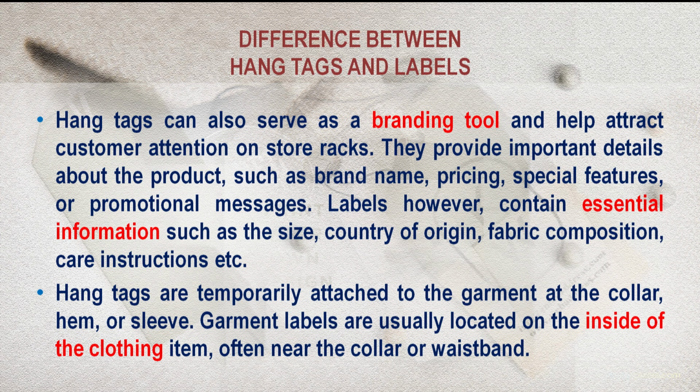Then hang tags can also serve as a branding tool. Right now we discussed that it is more of a branding or marketing tool, whereas the label contains essential information such as size, country of origin or the fabric composition. And lastly, hang tags are temporary. Generally, they are attached separately on the hem, the collar or the sleeves. But labels are usually located on the inside of the clothing item, such as near the collar or the waistband. So these are the basic differences between hang tags and labels.